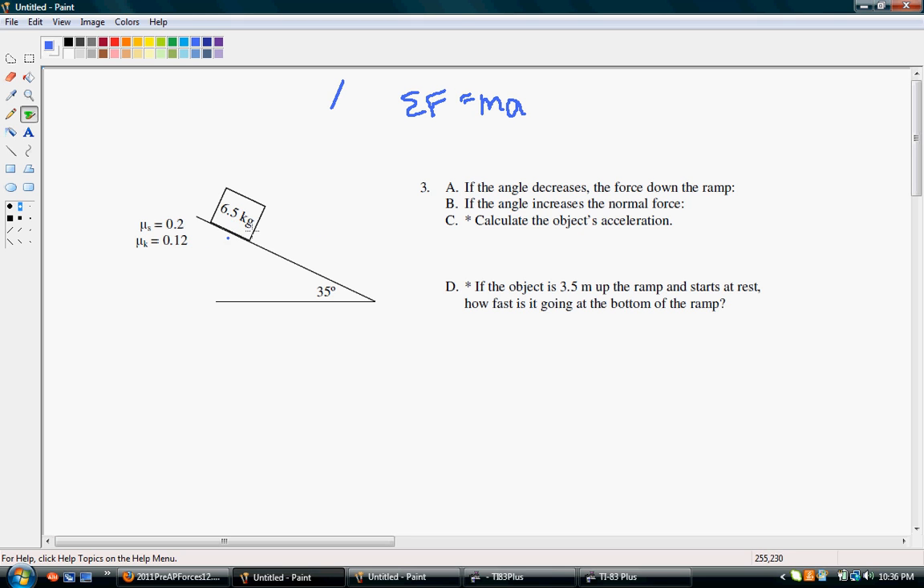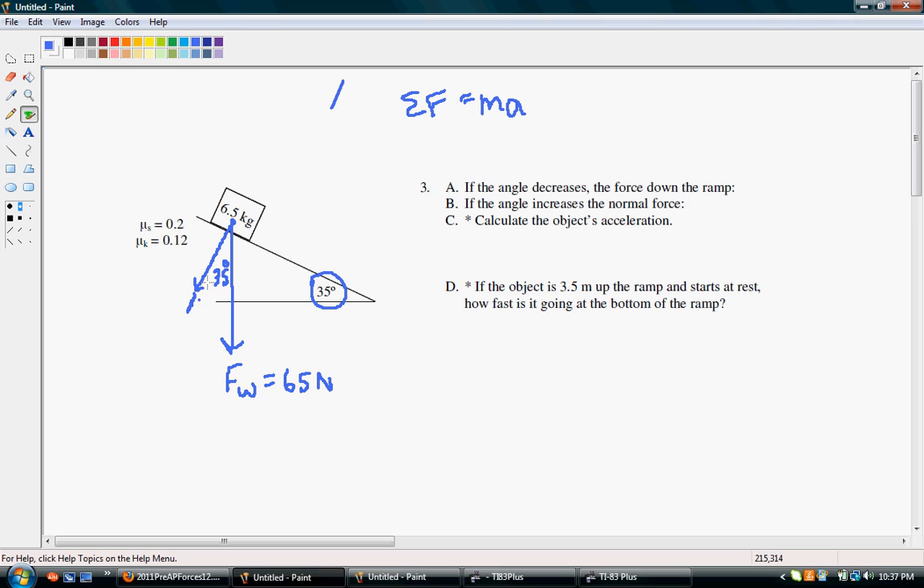So the next step would be to create a force body diagram. In this situation we have the force of weight, which is straight down. It is also equal to 65 newtons, since 6.5 times 10, we'll use 10 as the acceleration due to gravity. 6.5 times 10 is 65. Because this angle right here is 35 degrees, the angle between the perpendicular and the force of weight here is 35 degrees.